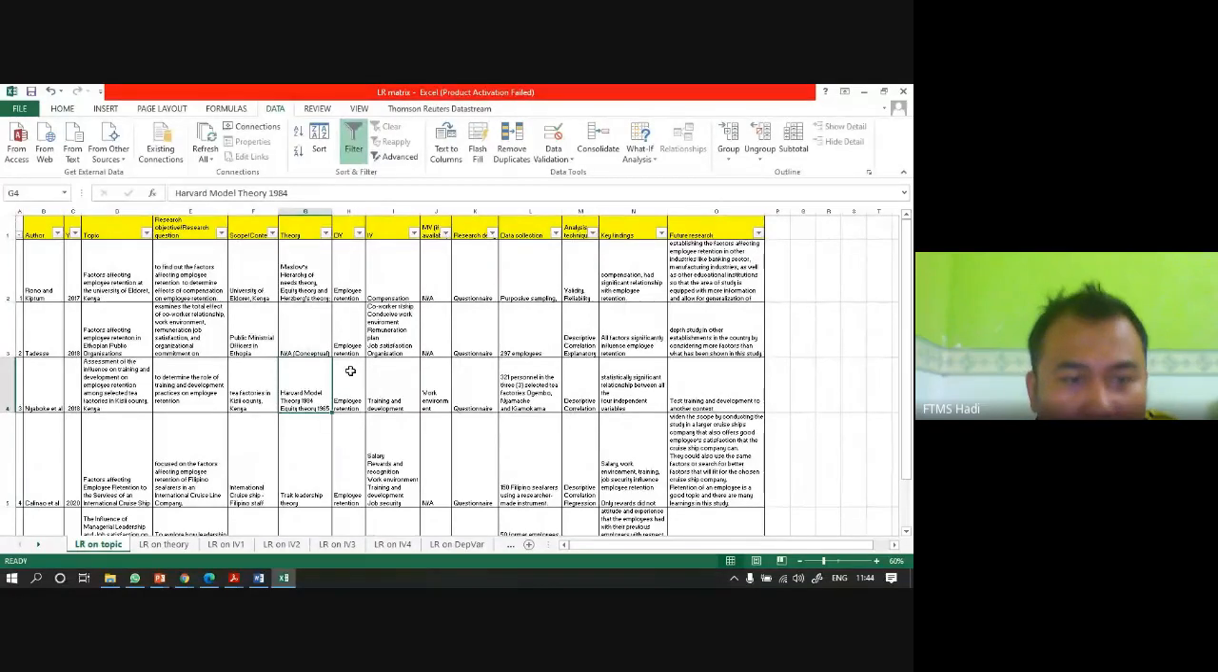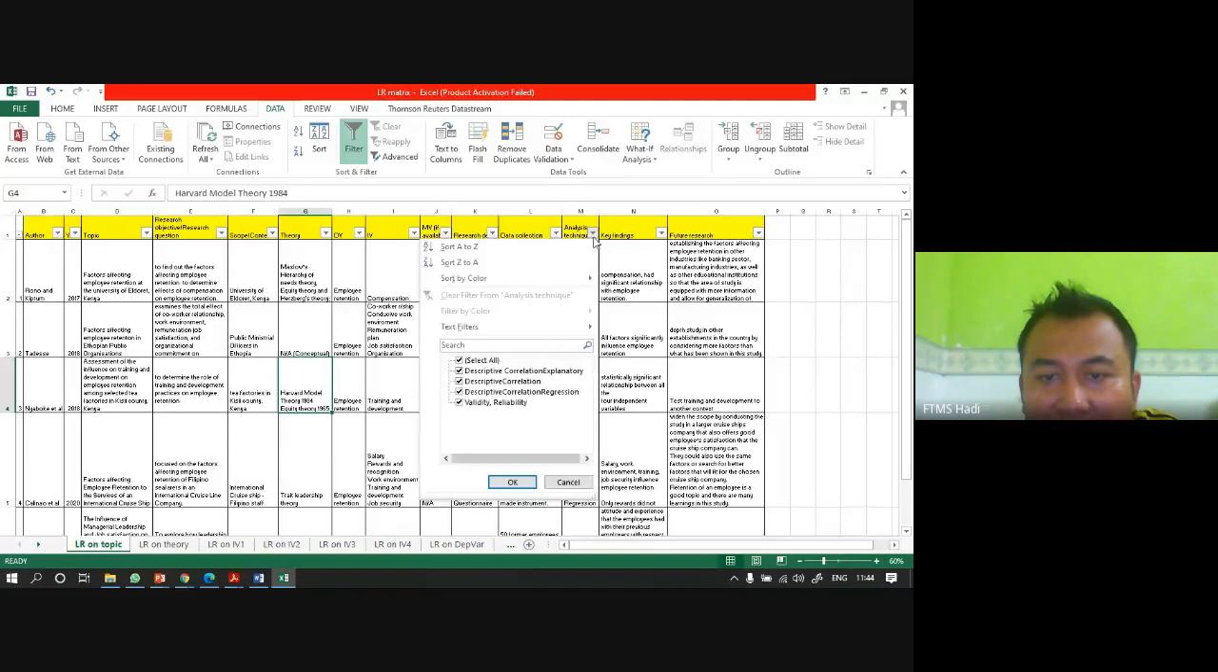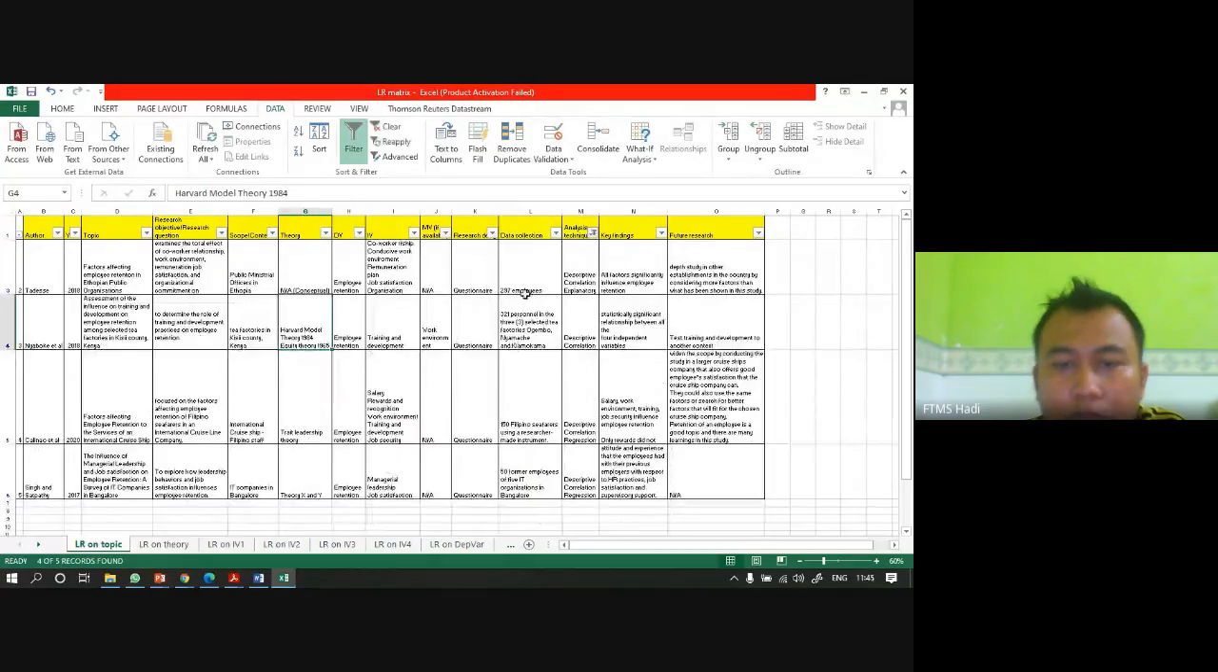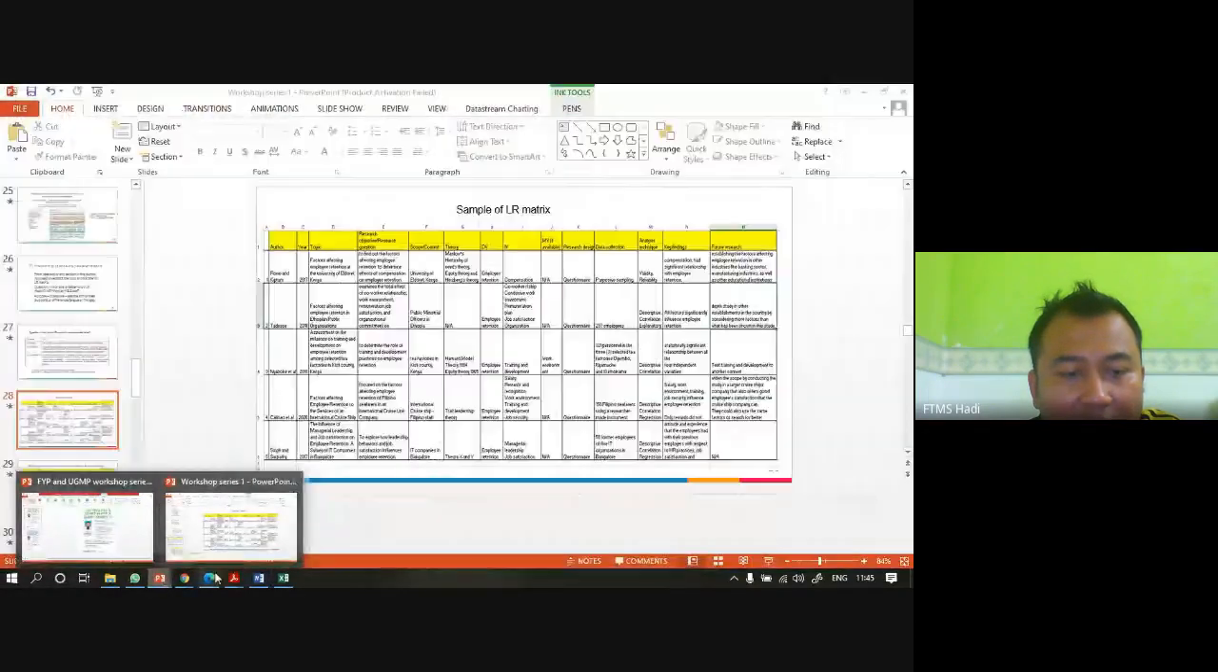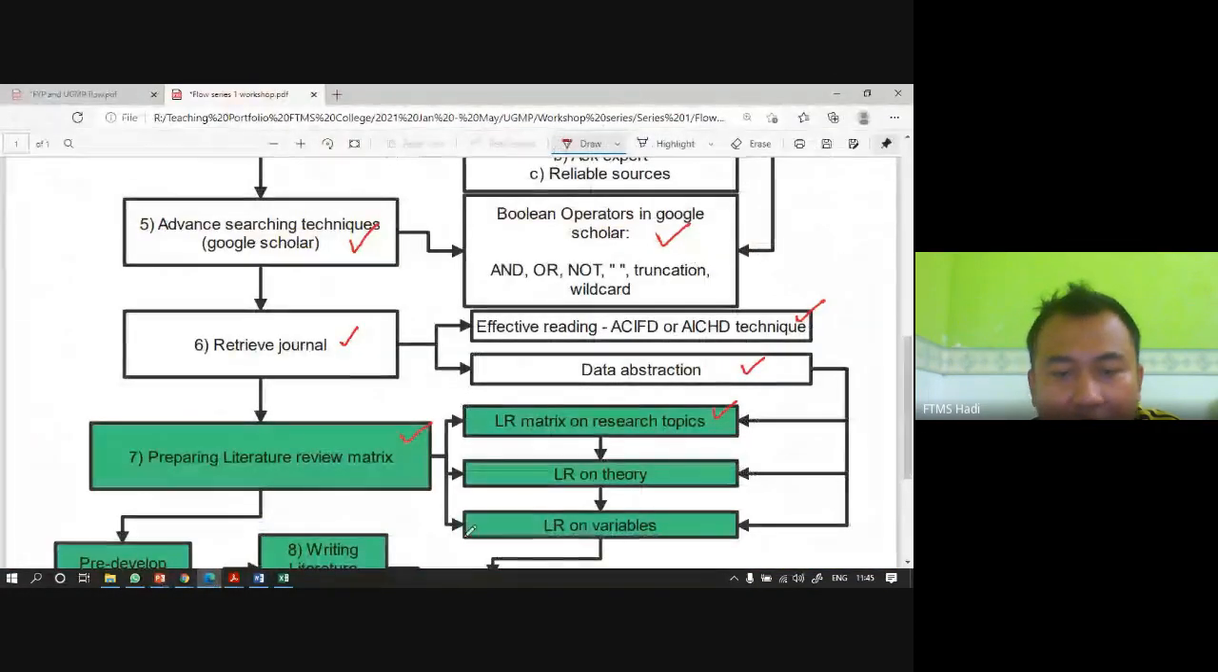So this is how you can see it here also. This one is the analysis technique. Okay, correlation. Only four out of five papers are using correlation. So this is how you do it. I'm using this as the best thing to do. Next, the LR on theory is done. Topic is done. LR on theory.